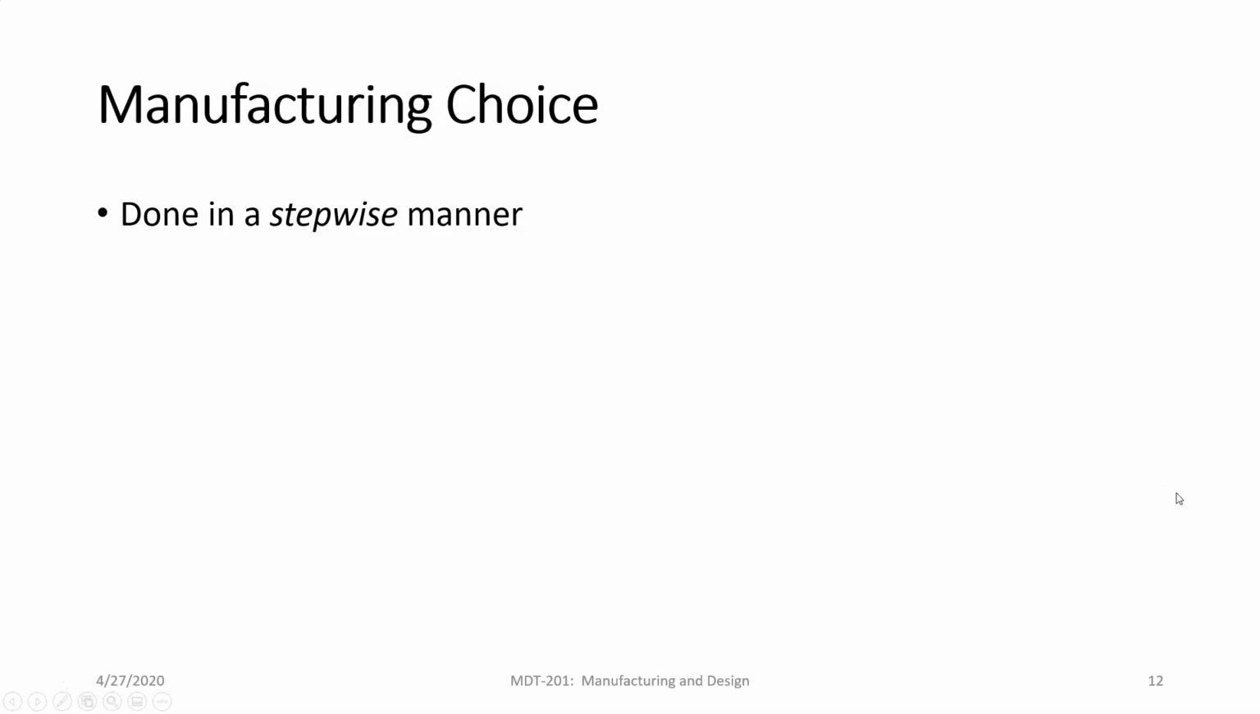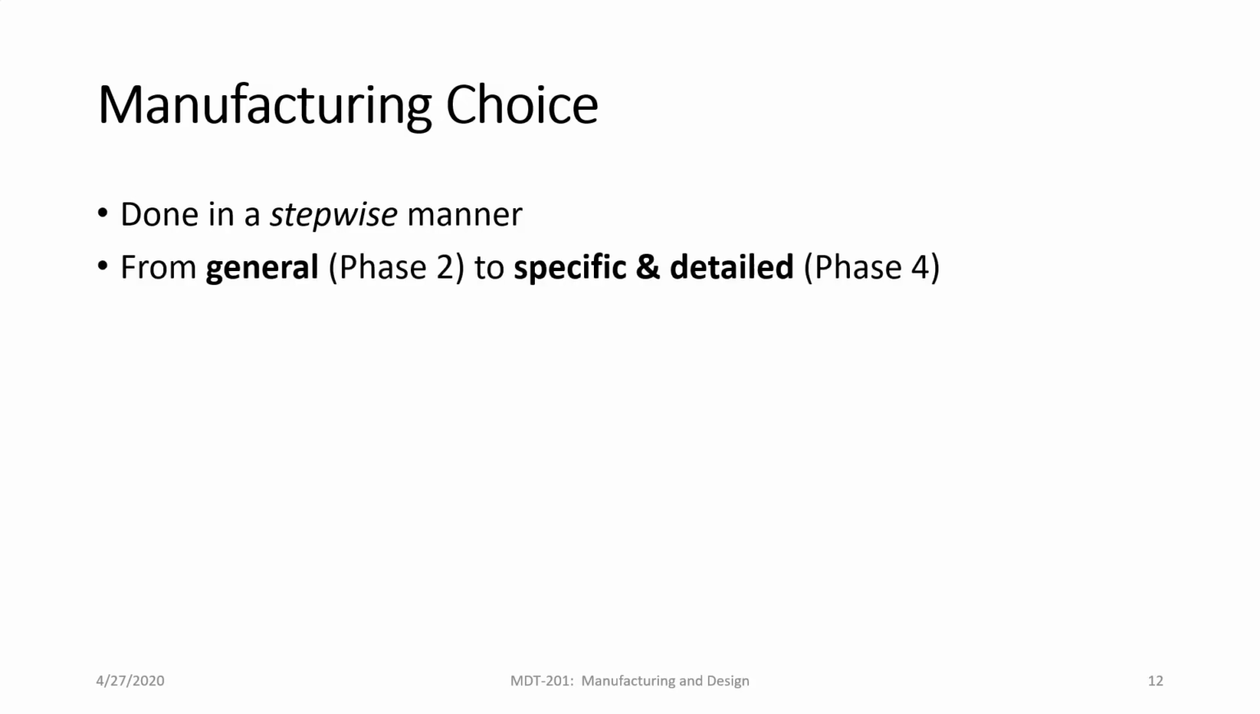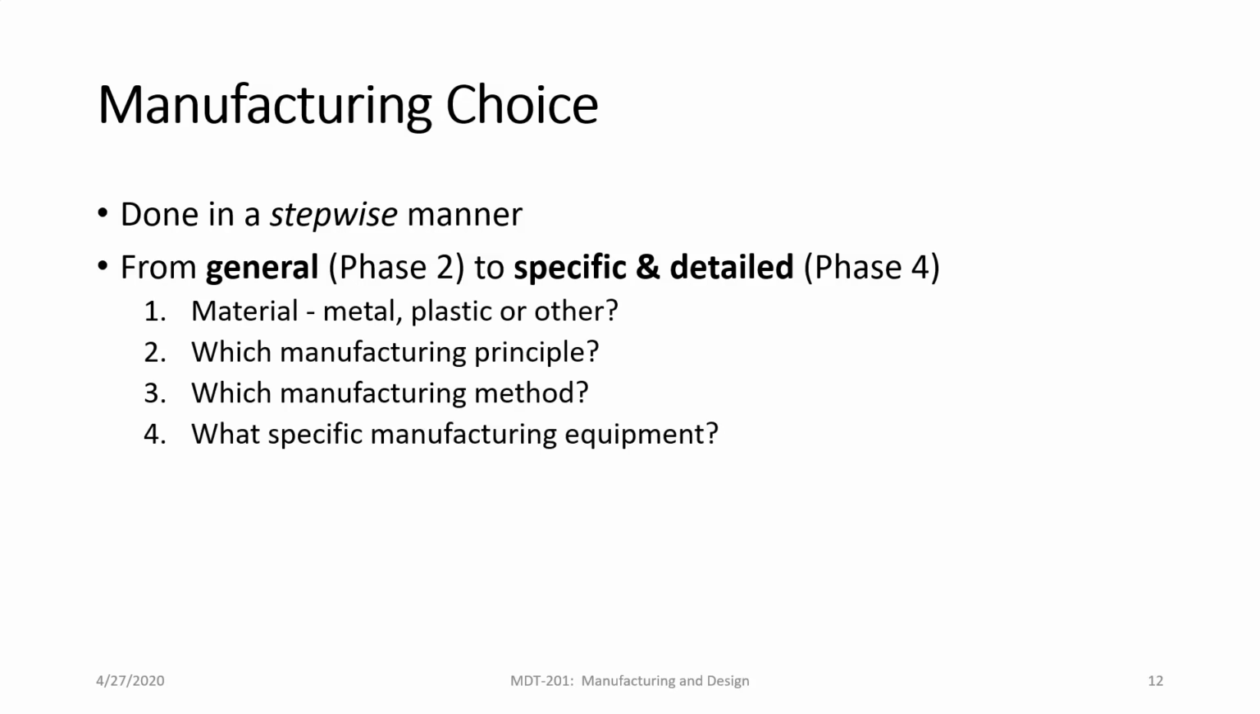So this manufacturing choice is done in a stepwise manner. There are different steps to it, from the general, from phase 2, to specific and detailed in phase 4. So it goes something like this. First, we want to figure out what material we want to use. Is it metal, plastic? Is it other? Then after we figure that out, which manufacturing principle are we going to use? Then what's the manufacturing method? And finally, what specific manufacturing equipment are we going to use to produce this?